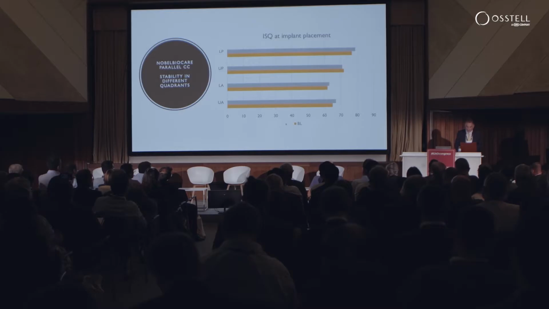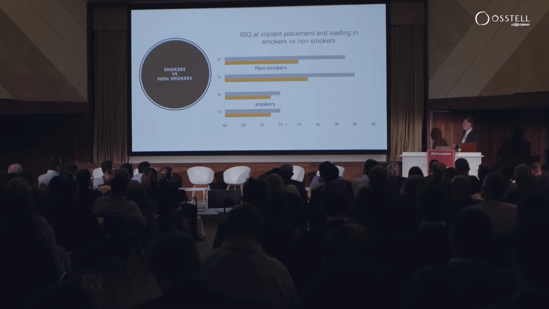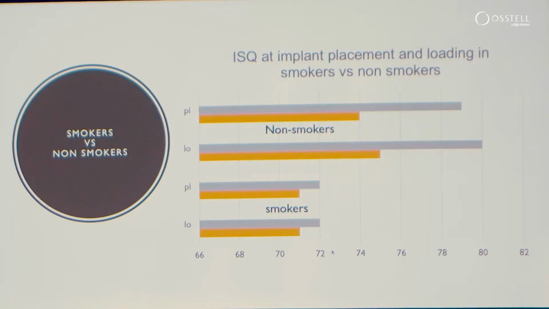I've just picked some smokers here versus non-smokers. So if I looked at the database, we can see a difference. It's not a massive difference, and one is placement and one is loading. But we can see an increase in primary stability, but we can also see a small increase in the loading situation. I apologize for the lack of error bars. It's just purely time that's not allowed me to do a detailed analysis.